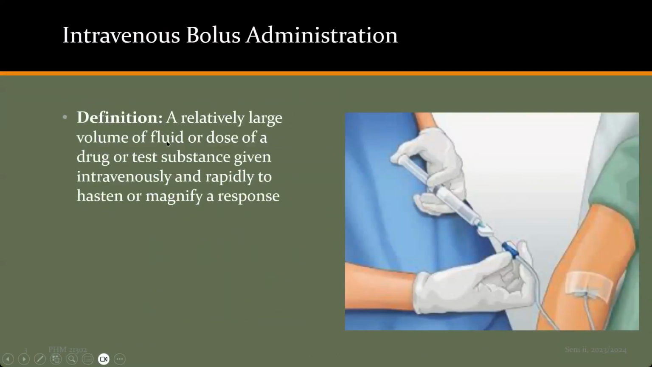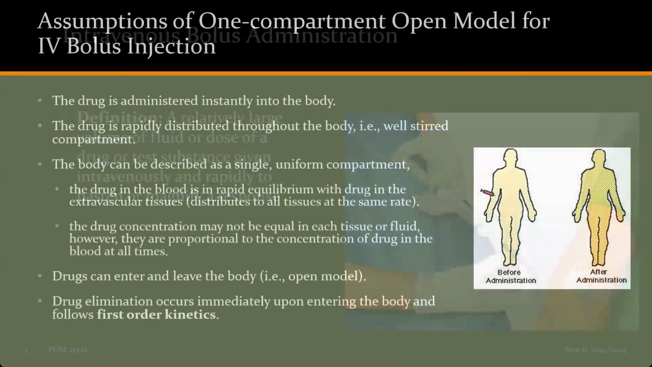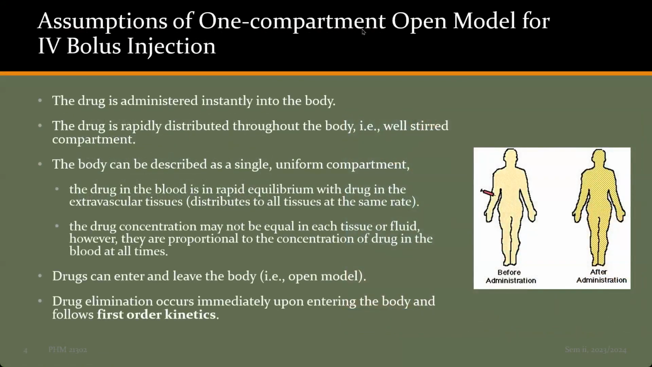The last time we explained the definition of IV bolus injection, and simply we said IV means the drug is injected into the vein, into one of the peripheral veins, and bolus means that we will give it rapidly. It is a rapid injection, not a slow one. Okay? And then last time also we explained the assumptions of the one compartment open model for IV bolus injection.